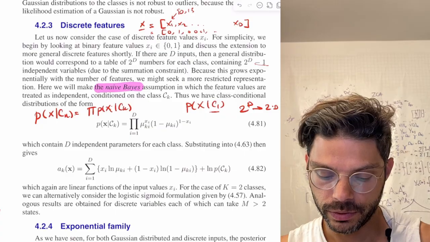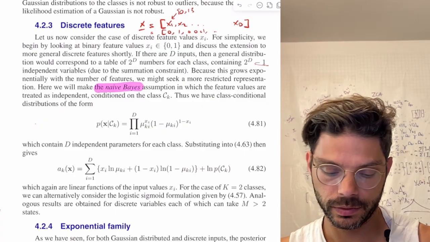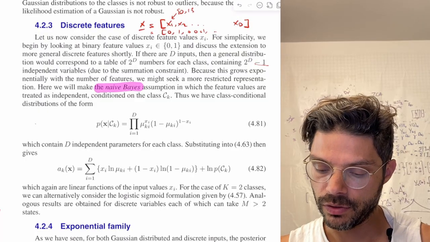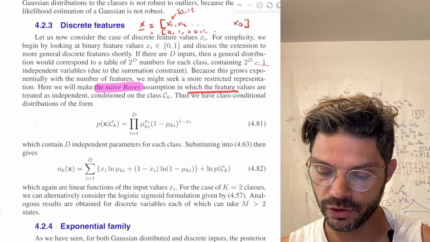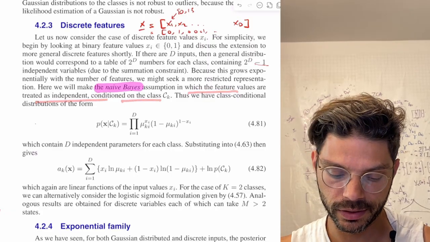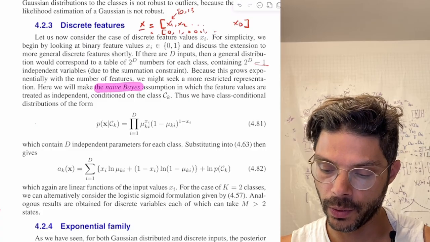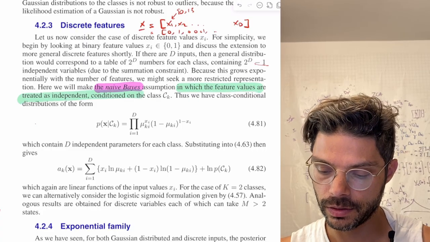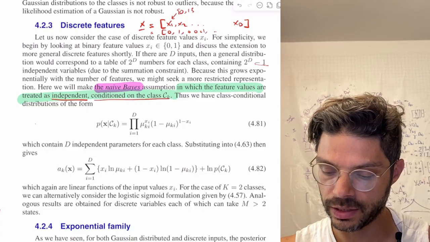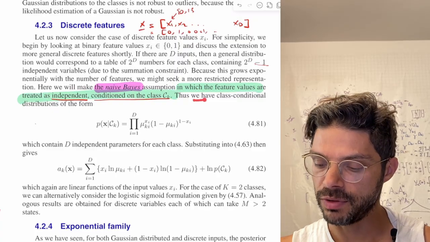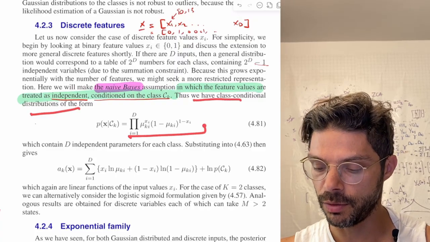Okay, so we're going to make this naive Bayes assumption in which the feature values are treated as independent conditional on the class. So we're going to throw away all dependencies, just to make our life simple, conditional on the class. Thus we have class conditional distributions of the form so and so.